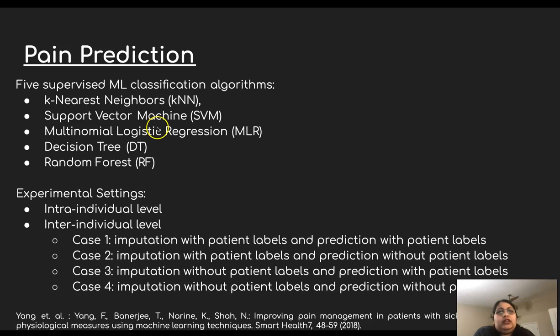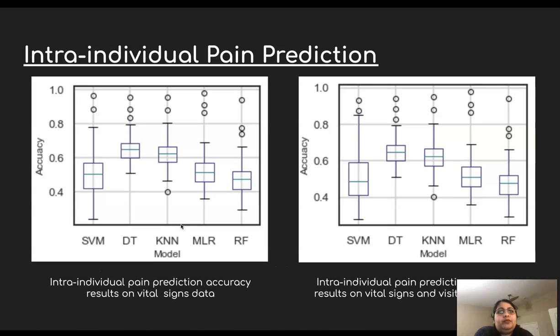However, for the inter-individual level analysis, we employed the 4 different scenarios as reported by Young et al. That is, case 1 is data imputation with patient labels and prediction of data with patient labels. Case 2 is data imputation with patient labels and prediction without patient labels. Case 3, data imputation without patient labels and prediction with patient labels. And case 4 is data imputation without patient labels and prediction without patient labels. The figures here show the accuracy distribution of predictions for all 5 classifiers.